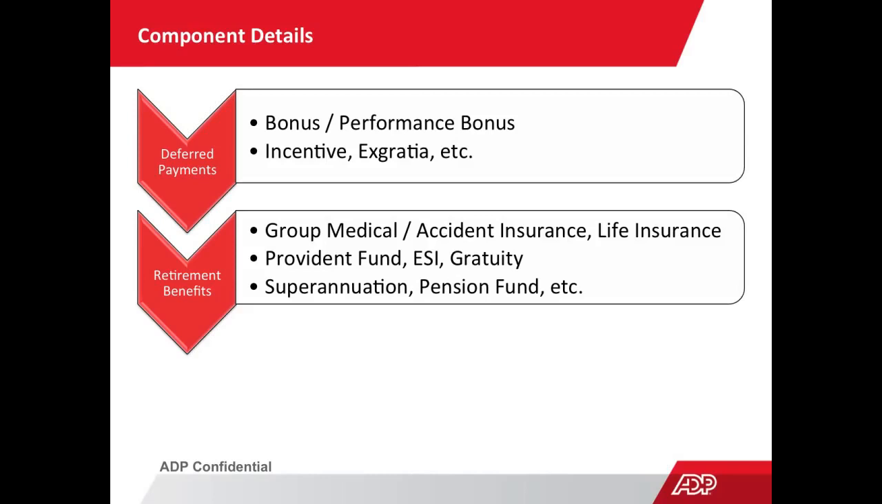Then companies today typically include all the other benefits being offered to an employee. It can be in the form of retirement benefits like group medical insurance or accidental insurance or life insurance, and any contribution paid by the employer towards the provident fund. Generally companies include this also as part of CTC. Then employer contribution to ESI, then any contribution the employer makes on behalf of the employee towards the gratuity fund, will also be part of the retirement benefits and included as part of the CTC.